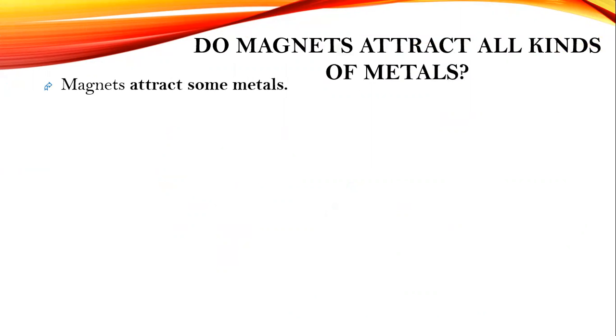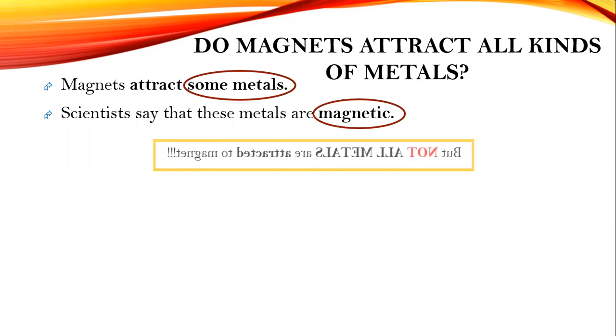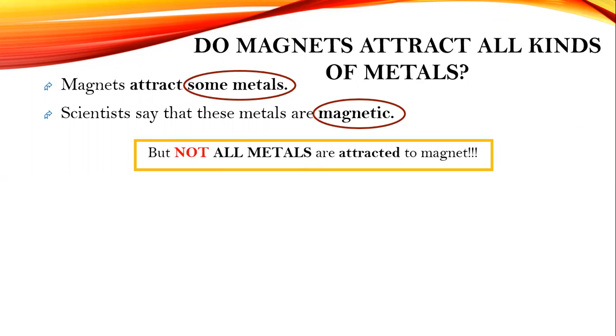Scientists found that magnets attract some metals. So they call these metals magnetic materials. So please note that not all metals are attracted to magnets, only some metals. We are going to know the 4 popular metals which are attracted to magnets.